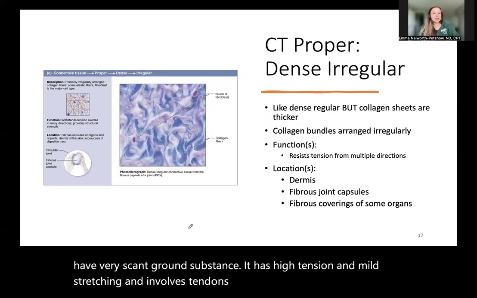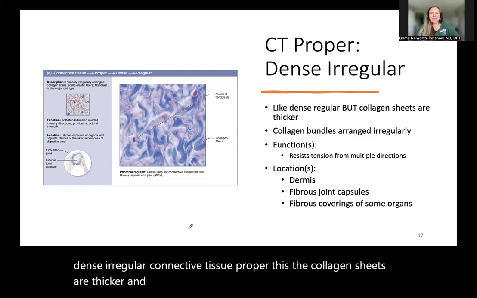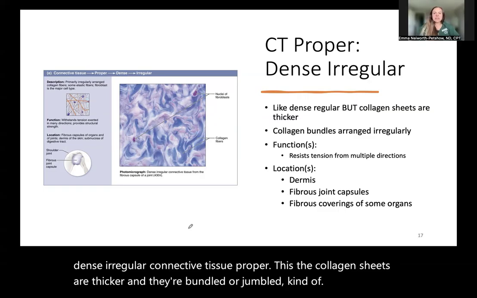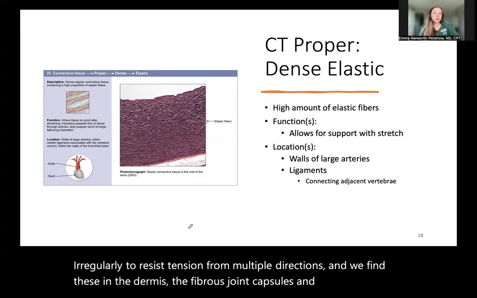We then have dense irregular connective tissue proper. The collagen sheets are thicker and they're bundled or jumbled kind of irregularly to resist tension from multiple directions. And we find these in the dermis, the fibrous joint capsules, and the fibrous coverings of certain organs.